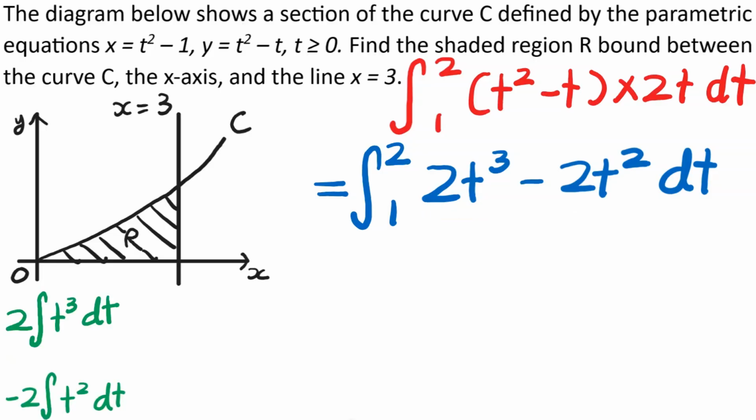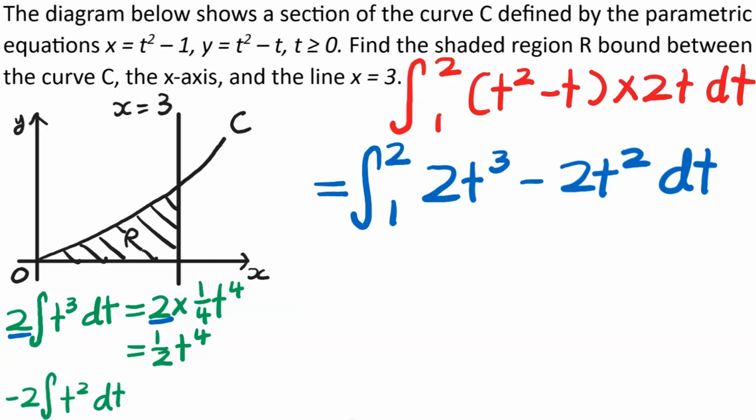So if we start with the 2t to the power of 3, I've taken the 2 out of the integral like this here. So when you integrate t to the power of 3, it is equal to 1 over 4 t to the power of 4. This is just year 1 integration. Times it by the 2 that we took out at the start, so this is equal to half t to the power of 4, like this here.